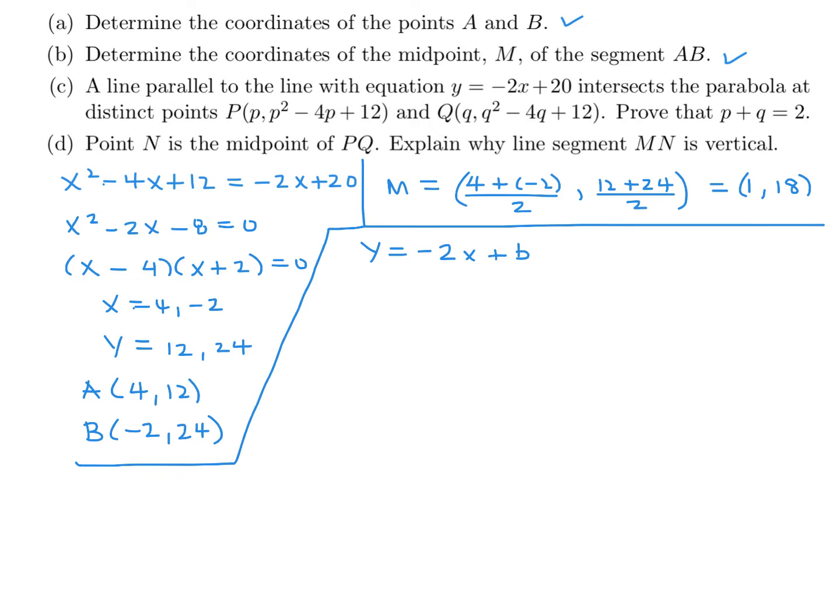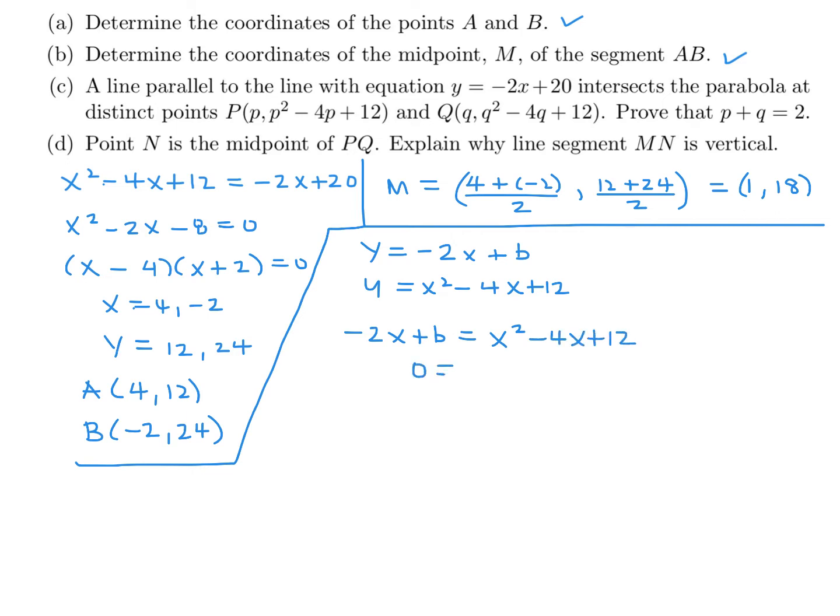Okay, so that's the first part. Then they're saying it intersects that parabola. So the parabola is the same equation, which was y is equal to x squared minus 4x plus 12. Okay, so same story, I guess. We just have to set these equal to each other to get the intersection points P and Q. And then we have to show that P and Q add up to 2. Okay, so let's take it one step at a time. Let's first figure out the intersection points.